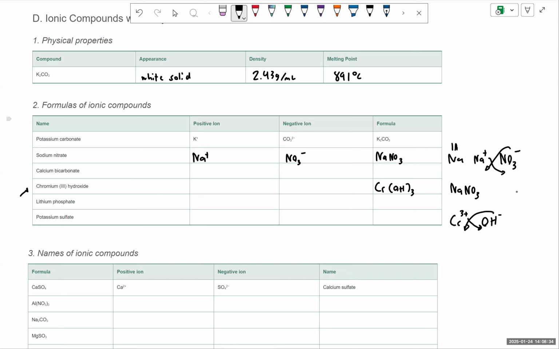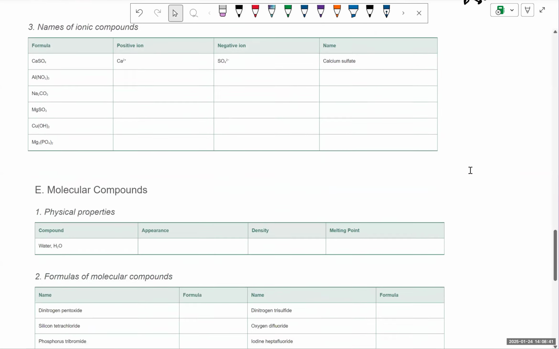So with that example, you'll complete the remainder of this table. Let's move on to the next part.